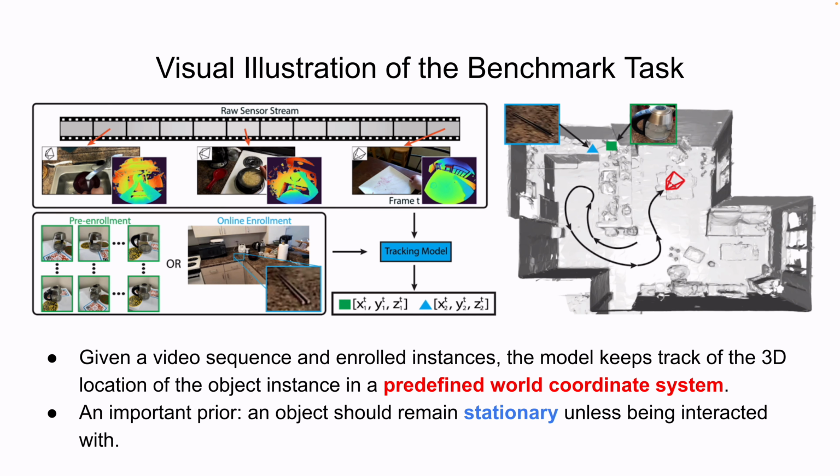Here, we visually illustrate our benchmark task. Given a video sequence and enrolled instances, the model keeps track of the 3D location of the object instance in a predefined world coordinate system. By tracking in 3D, we leverage the important prior information. An object should remain stationary unless being interacted with.